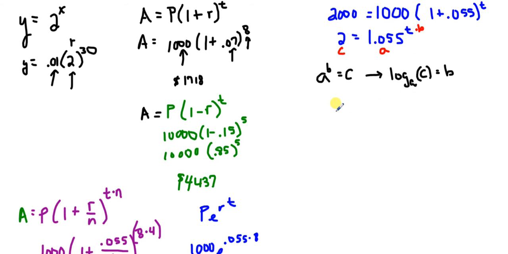So if I want to write that as a log, I go log of base, this is log base, so it's down here, it's not multiplying. Log base 1.055 of 2 equals t. And now I solve for how long that's going to be to double, to go from 1,000 to 2,000. And then one other formula.